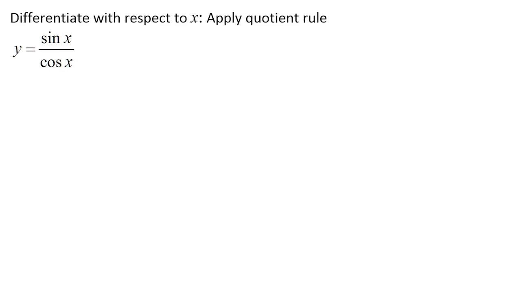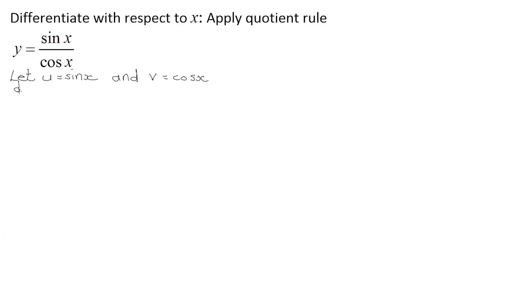Differentiate with respect to x. Here they give us direction, apply the quotient rule. In other words, y is equal to sin x over cos x, meaning y is equal to u over v. So we start off by our statements. Let u be equal to my numerator, which is sin x, and v be equal to my denominator, which is cos x.